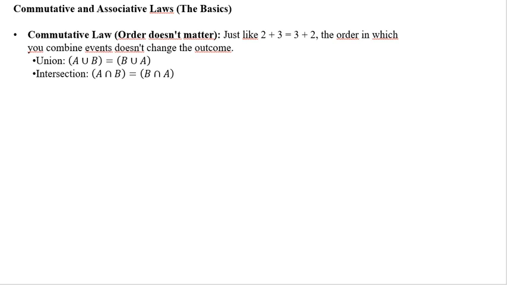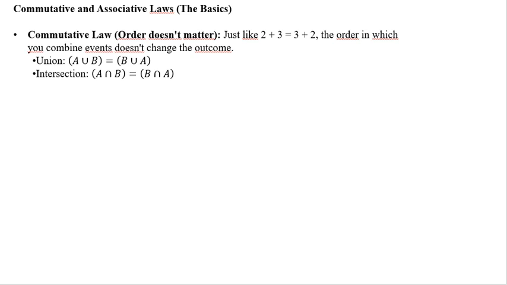Hi everyone, so in this video we'll talk about some properties and operations within events. We start with the commutative and associative law, and then we talk about De Morgan, and finally the distributive law. So let's start with the commutative and associative.